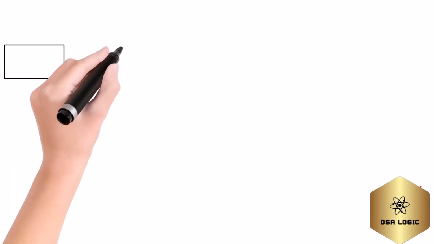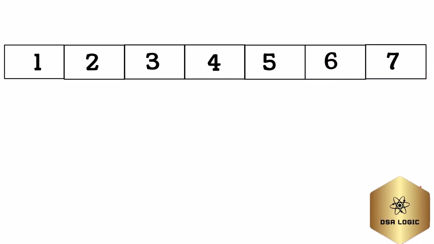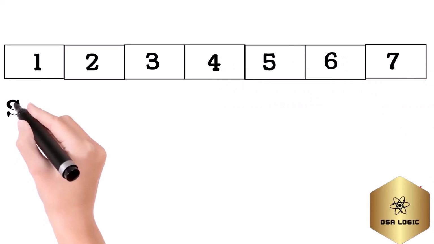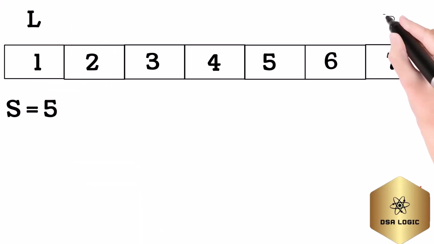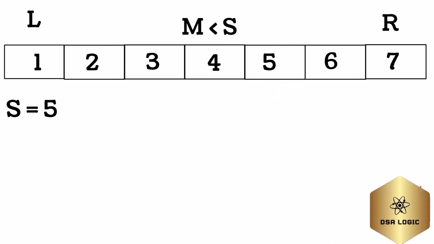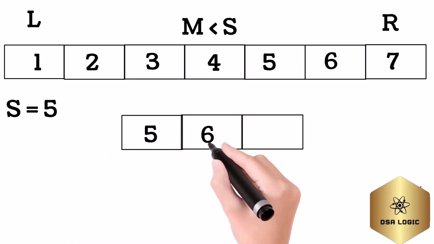Let's create an array from 1 to 7. And let's say we want to search for the element 5. We need the left element, which is 1, and the right element, which is 7. By using these two, we can find the middle element, which is 4, which is actually less than the search element. So we will discard the left side and use the right side only.